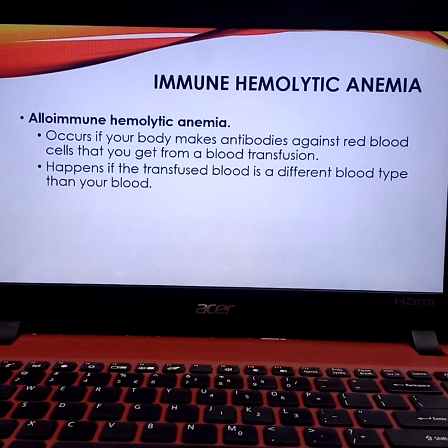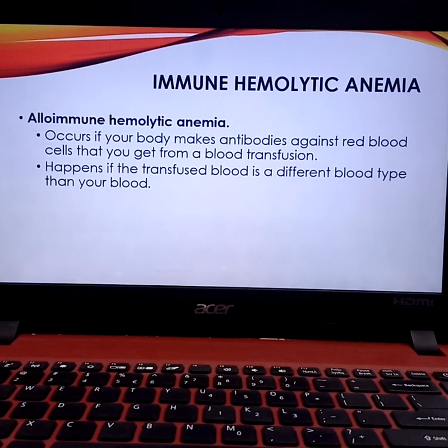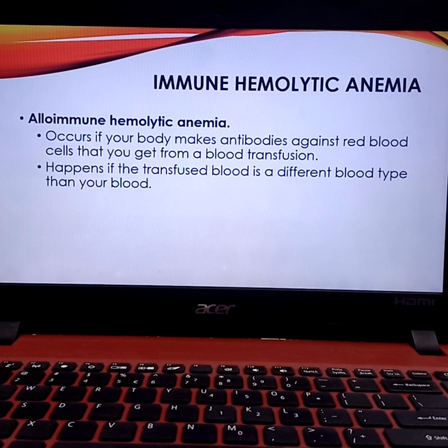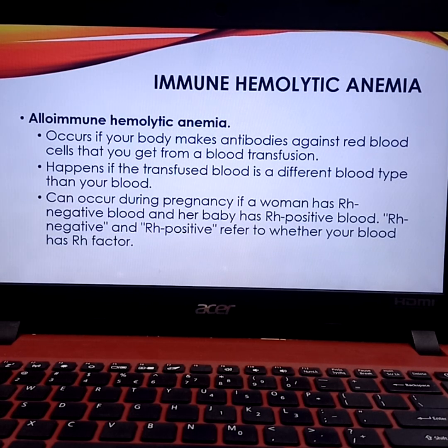So if you're going to transfuse blood that is not compatible with this patient, most probably the patient will suffer from alloimmune hemolytic anemia. This can also occur during pregnancy if a woman has Rh negative blood and her baby has Rh positive blood, also known as Rh incompatibility, wherein during the first pregnancy, the baby who is Rh positive, his or her blood will be mixed with the blood of the mother, who is Rh negative.